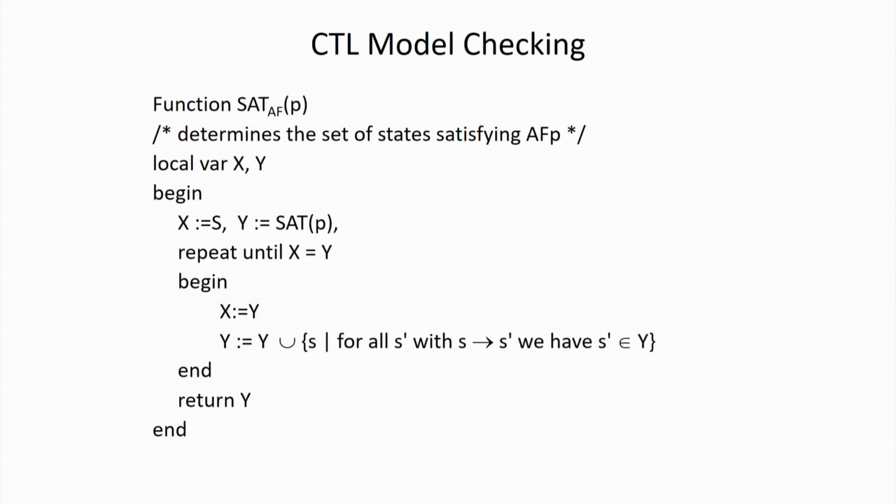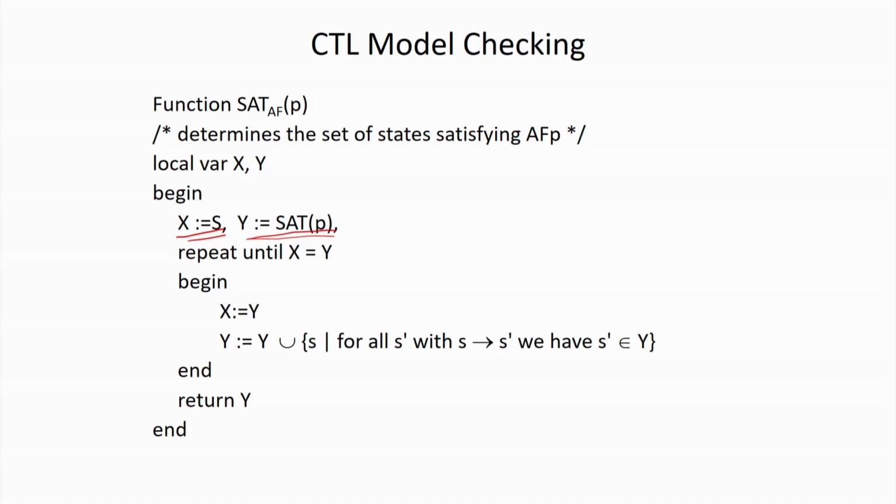Now, similarly, another operator is AFP. There exists a path, AFP says that in all paths in the future we are going to some state where P is true, and this is the algorithm that we have. First, x is equal to S, that means I am going to take the entire state space, and y is equal to the set of P, where I am going to take the set of states where this particular atomic CTL formula P is true. This is the satisfaction relation. So, I am going to consider all the states where P is true.